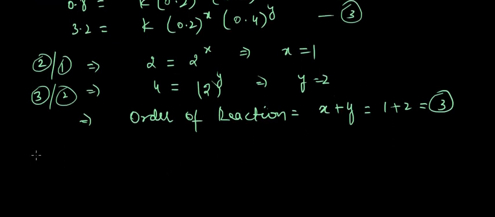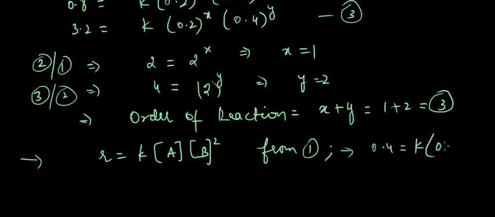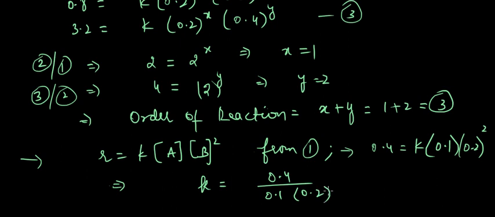Okay, so now we can also find the value of K. We know that R equals K, A to the power 1 and B to the power 2. Let's pick any of the equations. Let's pick the first equation. From the first equation we can write that 0.4 equals K times 0.1 and 0.2 squared. So this implies K would be 0.4 divided by 0.1 times 0.2 squared. So K would be equal to 100.